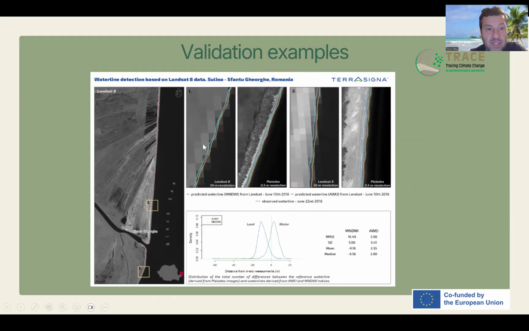And you can see here other validation examples with extracted data and in situ data for Landsat 8, Pleiades, in two different areas. And here are the histograms, and here you can see that the errors for AWEI are very, very low.